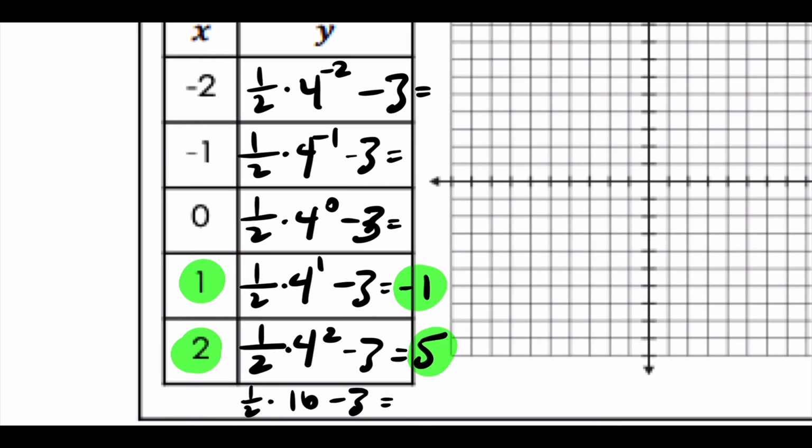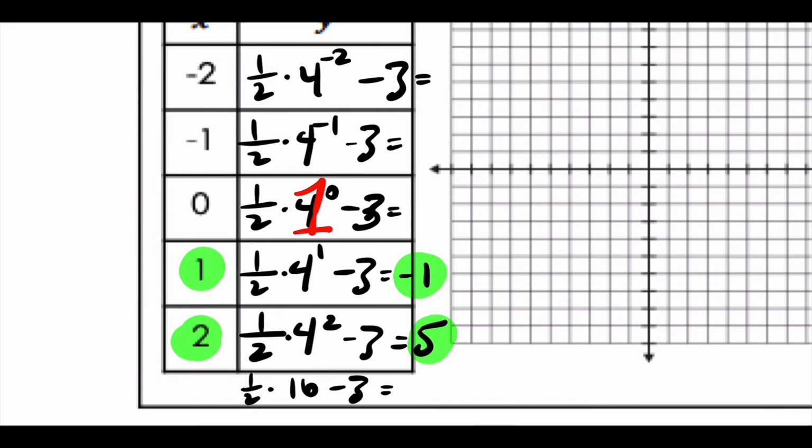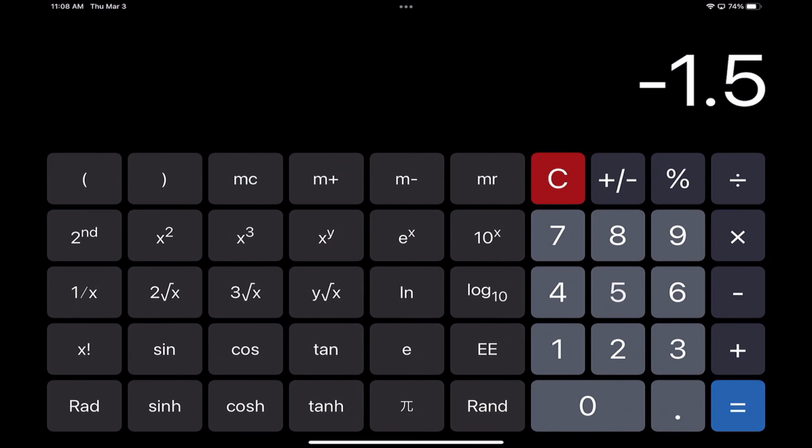0 power. We like 0 powers because anytime you have anything to the 0 power, that's just another way of saying 1. So I have 0.5 times 1 -3. -2.5.